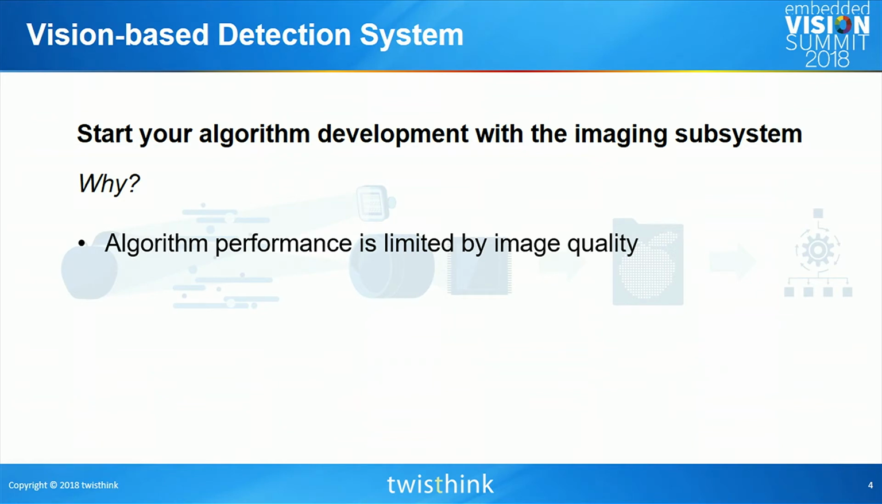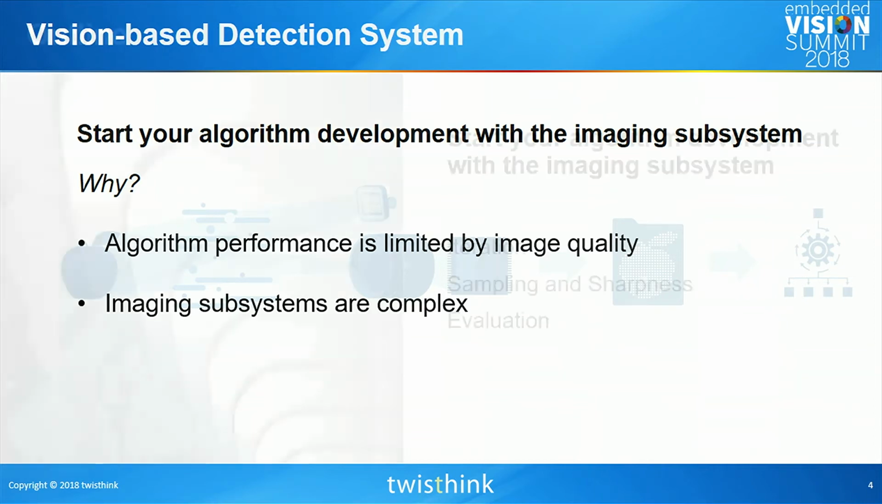The second reason is that imaging subsystems are complex. There are a lot of parameters that go into making that image quality, and those are split across multiple physical components. Often, it's very expensive to change those further down in the development cycle. So for these reasons, start your algorithm development with the imaging subsystem.